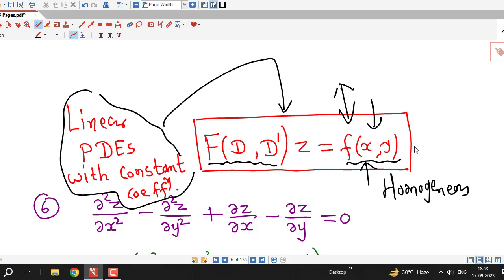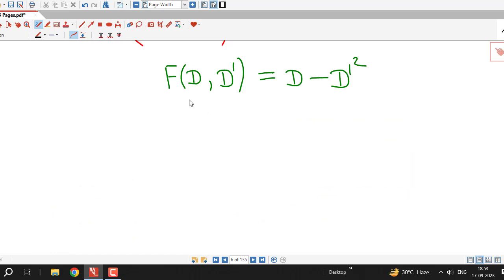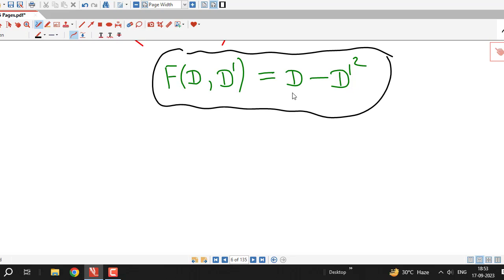This is one characterization. The other characterization depends on this function of D and D dash. If you observe here, if we consider degrees of D and D dash in every term, then here in this term the degree of D is 1, so the degree of this term is 1 and the degree of this term is 2. So the degree of every term is not the same here, or in other words, this function is non-homogeneous in D and D dash.